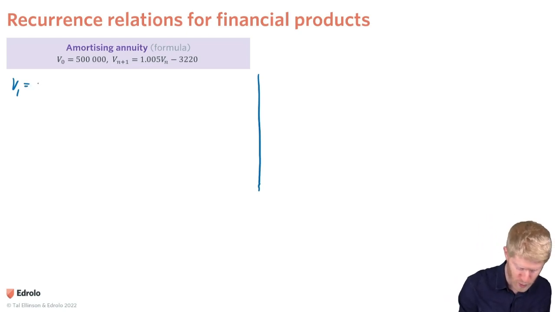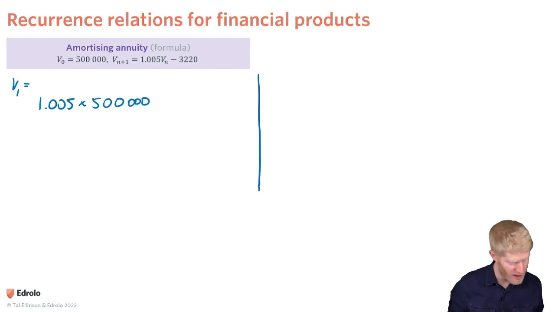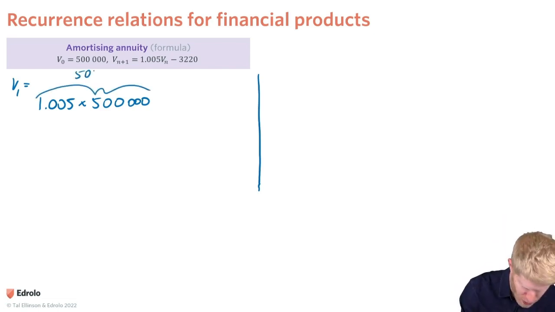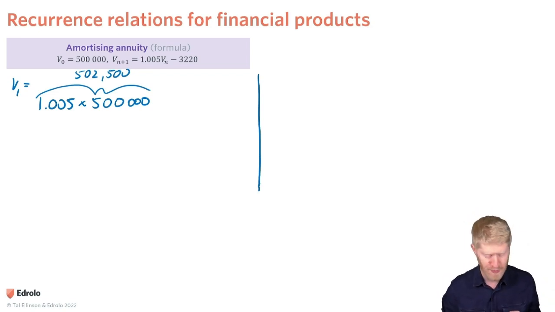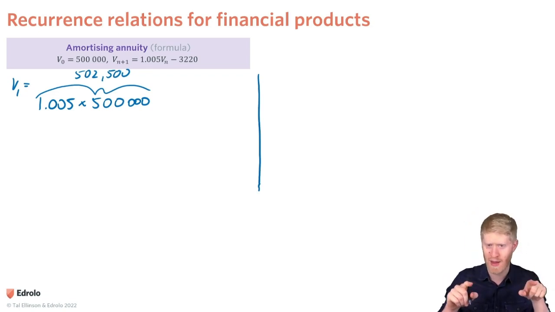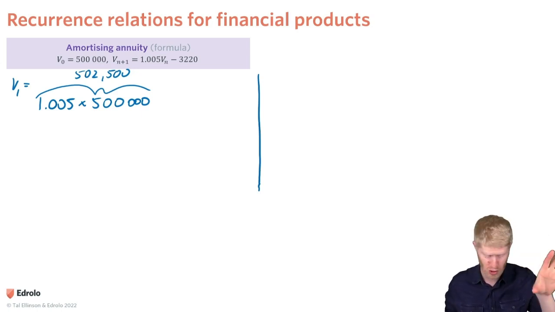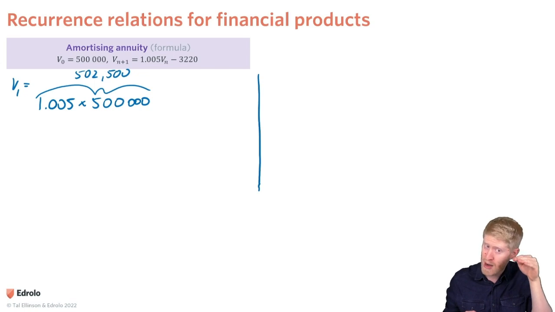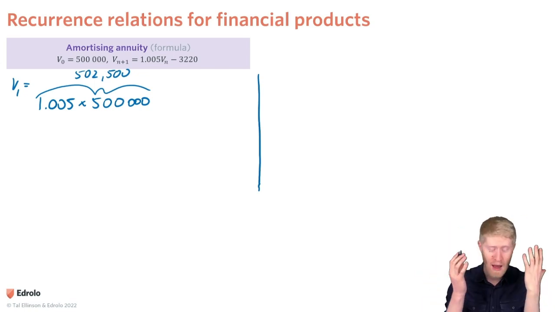Okay, so V1 equals $1.005 times $500,000. Now, if we just work that out, it would equal $502,500. What does this 1.005 mean? This is the interest that is being earned on this money. So you've put $500K into this product, into your super, and every month it might gain a bit of interest. So after 1 month, oh, wow, it's grown with interest. Your value is now worth more.